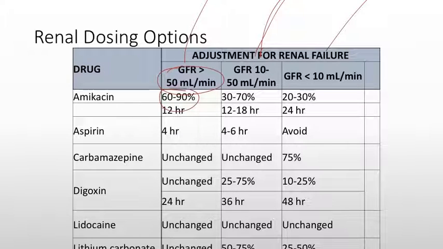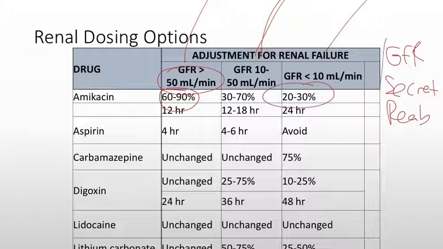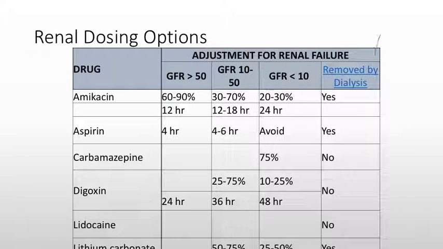You give 60 to 90% of the original dose, or you give all the way down to 20% of the original dose. This is going to take into account a couple of things. It's going to take into account what amount is filtered, what amount is secreted, and what amount is reabsorbed, and it does all of that for each of these different GFRs. Then in the last column here, we have whether or not it is removed by dialysis.